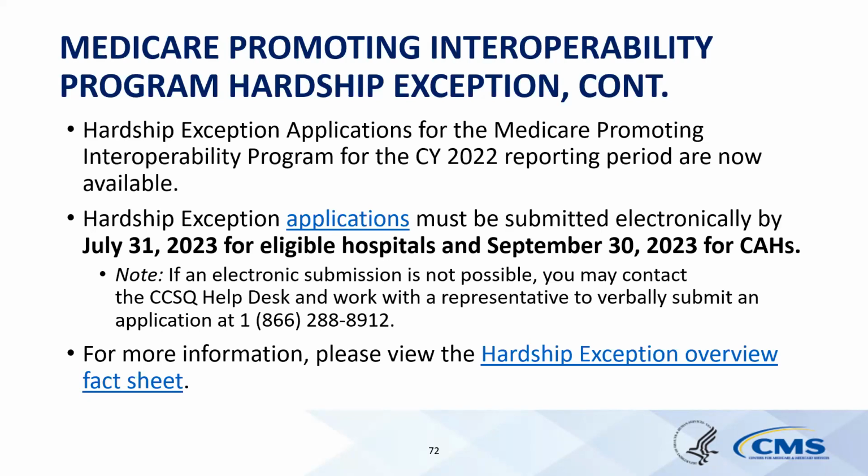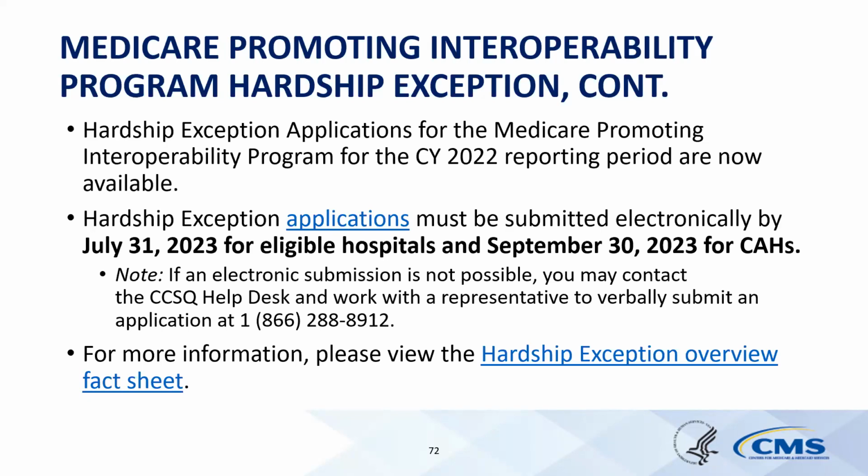It is online. You can go in and submit your information online. The system is set up. Once you put in your CCN number, it will kick off the application process, and you would get a response within 24 hours of the final determination. Just some dates out here. For eligible hospitals, July 31st is the deadline to submit your application, and September 30th is for CAHs.